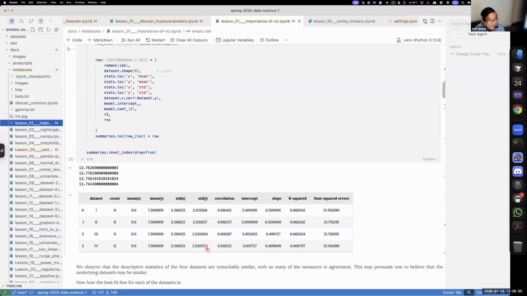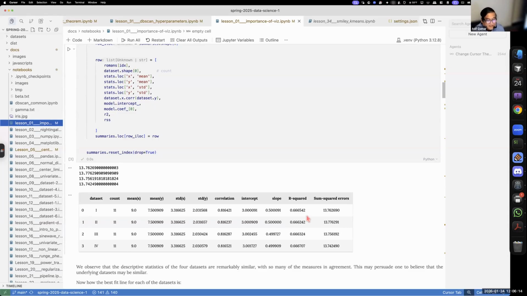Do you notice how up to the second decimal place, the standard deviation is the same? Minor variation in the 4th, 5th decimal places. The correlations are almost the same. Up to 3 decimal places is the same correlation. Slope is the same. Would you agree?